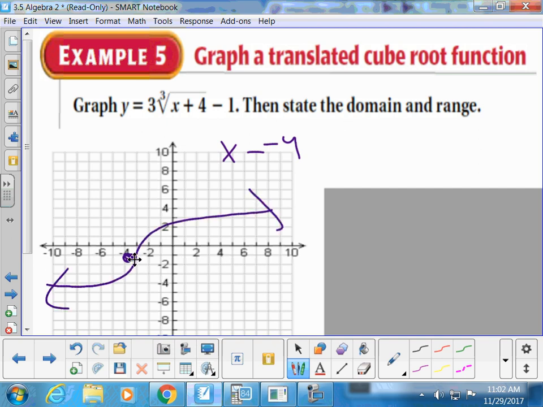Which the domain and range is so easy for snakes. Don't mess up your domain and range on snakes. What is our domain and range on snakes? All real numbers or both, or negative infinity to infinity.